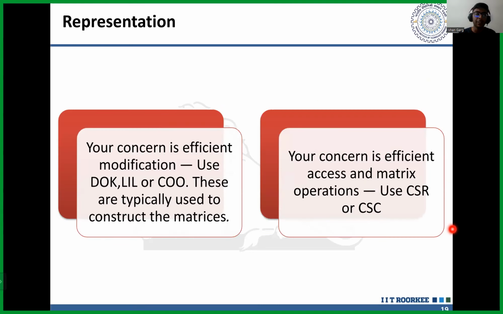Now, if your concern is efficient modification, like you want to modify your sparse matrix, then use dictionary of keys, list of lists, or coordinate list methods. These are typically used to construct the matrices. Now, if your concern is efficient access and matrix operations such as matrix multiplication, then use CSR or CSC format.